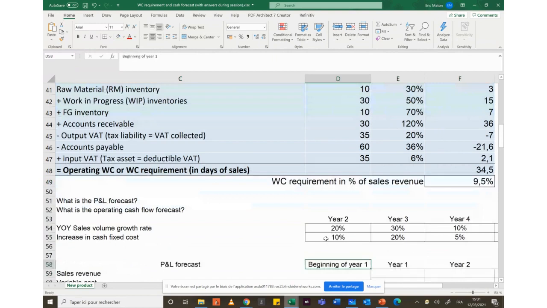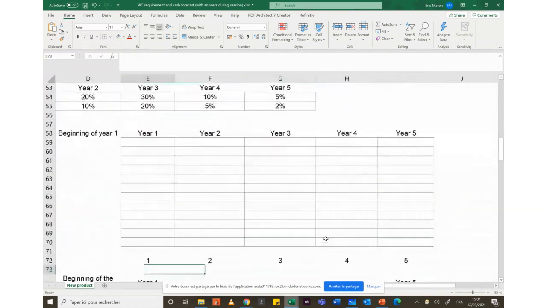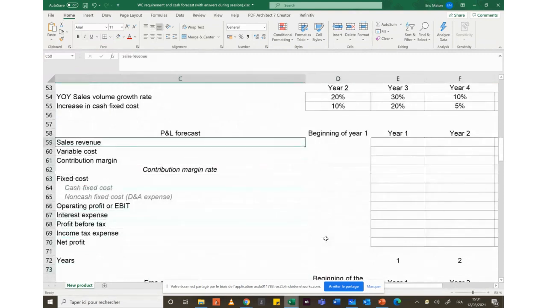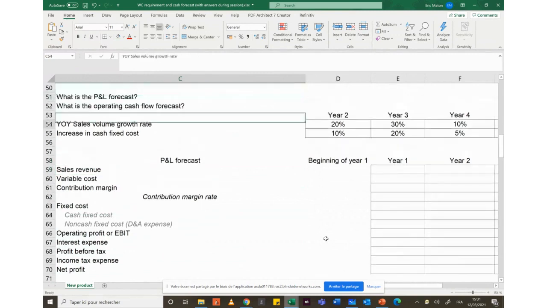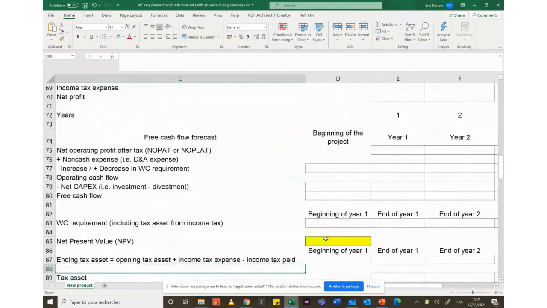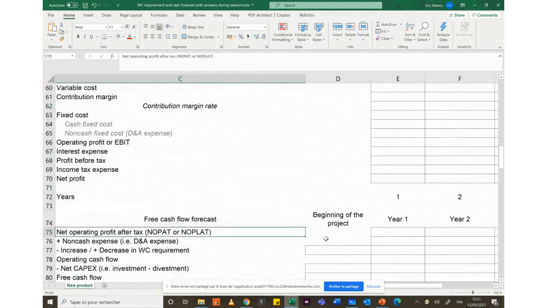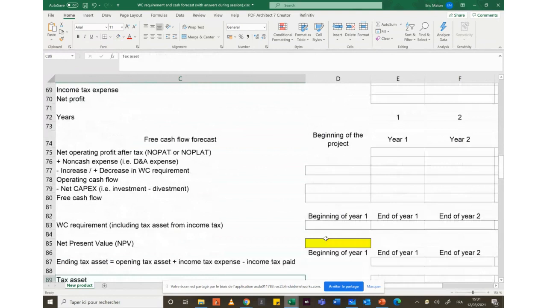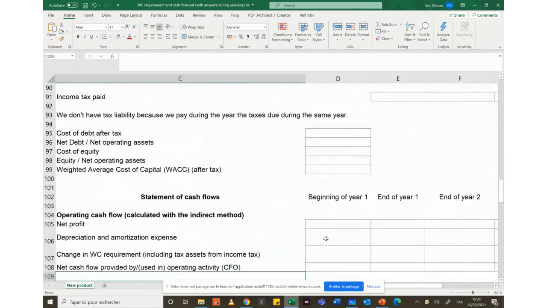And now I want to create the forecast for the P&L. I have the working capital requirement, so I can create the P&L. And after this, I can calculate the cash flows. I need the P&L forecast in order to estimate the NOPAT if I want to calculate the free cash flow. And if I want the statement of cash flows with the indirect method, I also need the net profit. Okay, I need the P&L.